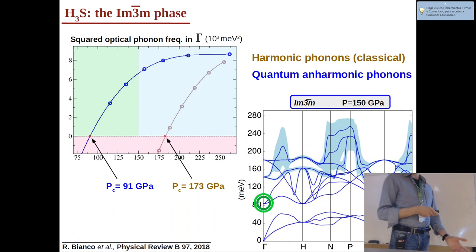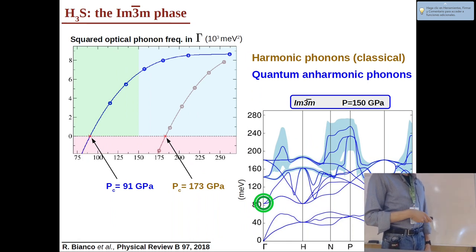But if you use SCHA, this is what you obtain. You have here the phonon dispersion in blue, computed by SCHA, and by following this frequency as a function of pressure, as you see, the system is still stable until this pressure is reached. So this is compatible again with experiment.